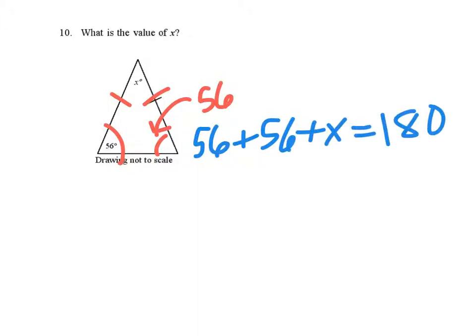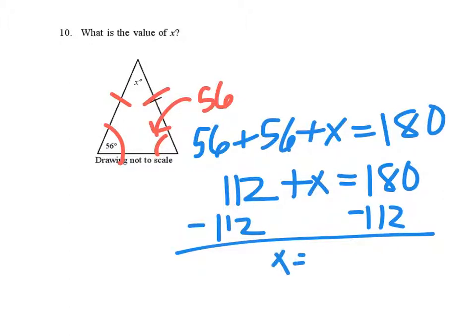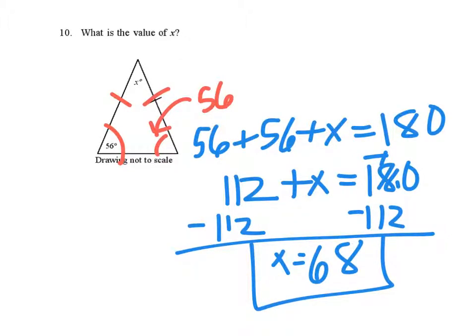If I add my two 56s, I get 112 plus x equals 180. We'll subtract 112 from both sides, and we get x equals 180 minus 112 gives me just 68. Yep. So x equals 68.